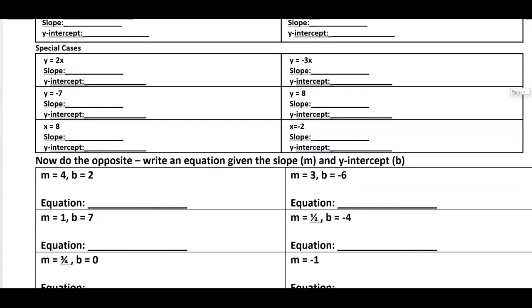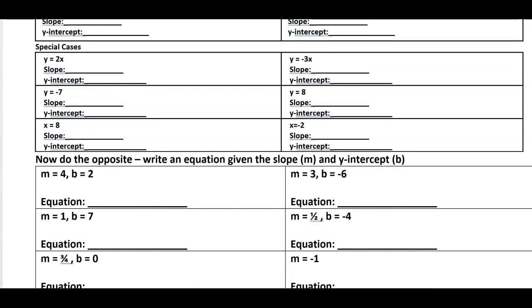Now, special cases. You'll notice y equals 2x. It doesn't have a y-intercept, it looks like, right? So your slope here is 2, which is 2 over 1 or negative 2 over negative 1. But since there is no y-intercept, that means you are starting from the origin, 0, 0.